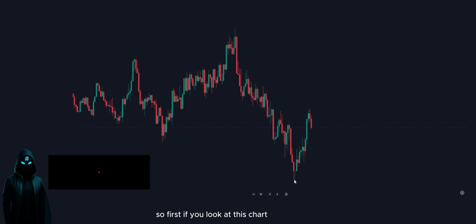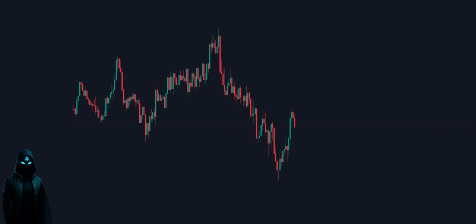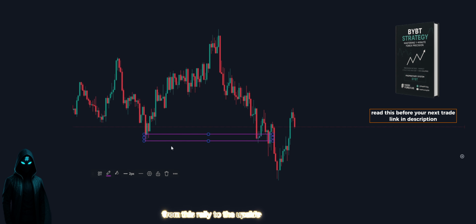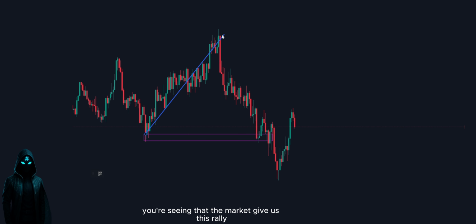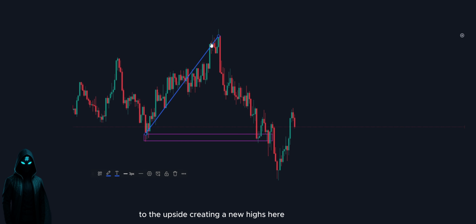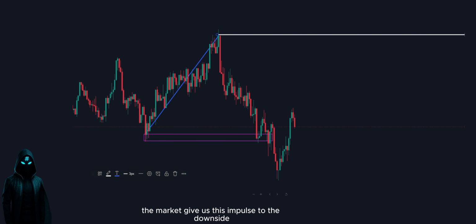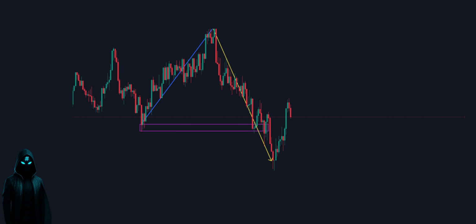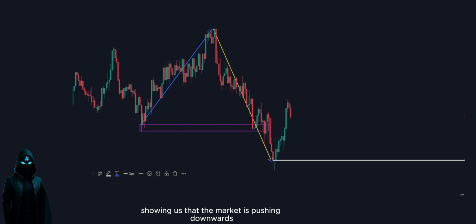So first, if you look at this chart, we are going to identify this breakout from this rally to the upside. You're seeing that the market gave us this rally to the upside, creating new highs here. So at this time here, the market gave us this impulse to the downside, and that impulse to the downside is creating a new low here, showing us that the market is pushing downwards.